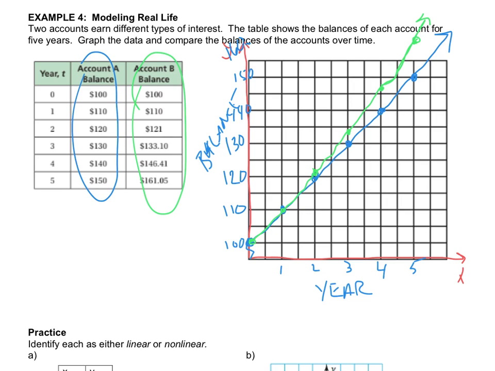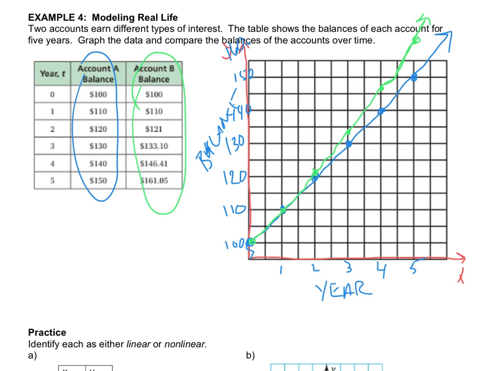Okay, so account B is actually earning us a little bit more money as it goes. This goes back to simple interest versus compound interest, which we're not really studying this year, but that's why this is happening. So the interest on the B is compounding, so it's climbing a little bit faster.